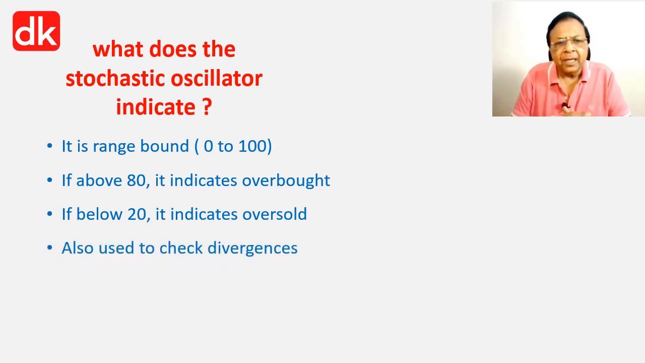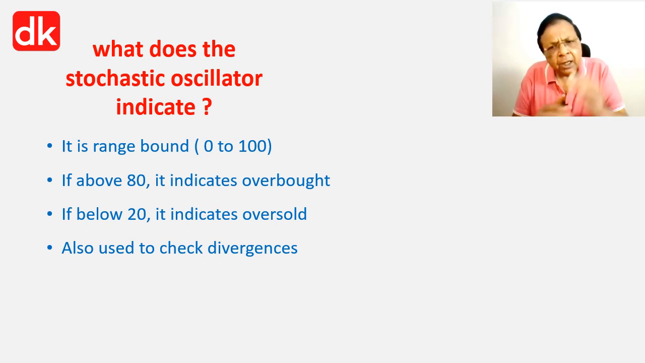And friends, it is also used to check divergences, because it is also a momentum indicator. What it is doing is simply comparing the current price with respect to the range of price in prior days or the selected time period. So as we use RSI for checking divergences, we can use stochastic as well to check the divergence. However, we will briefly understand the difference between RSI and stochastic.